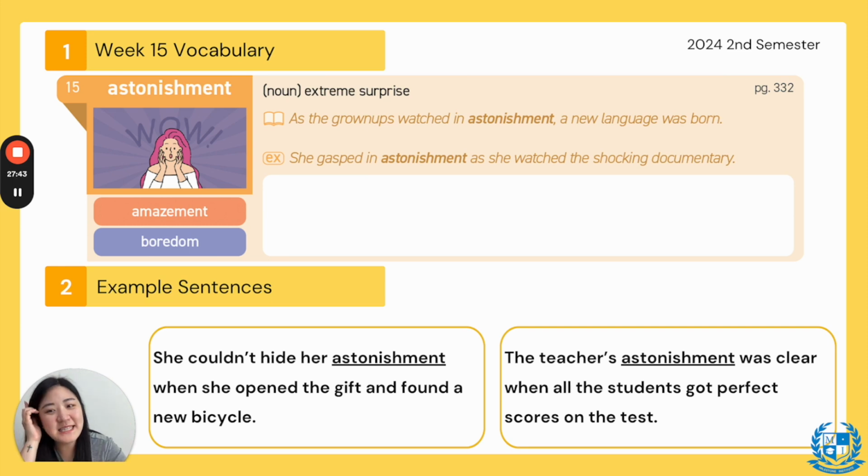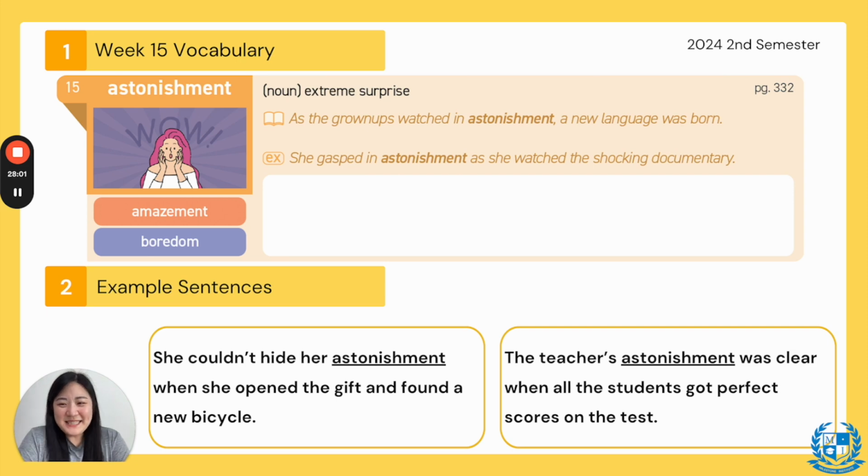Here, it says, she couldn't hide her astonishment when she opened the gift and found a new bicycle. So she was opening this box and then all of a sudden she sees a bike and then she's like, oh my goodness, I love it. Maybe because she wanted a bike for a long time.